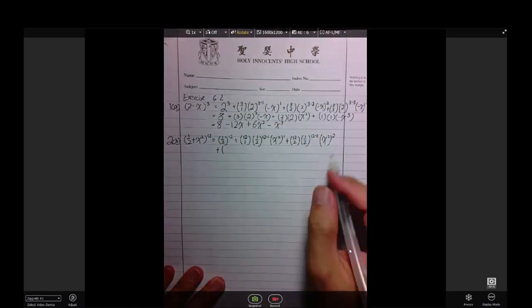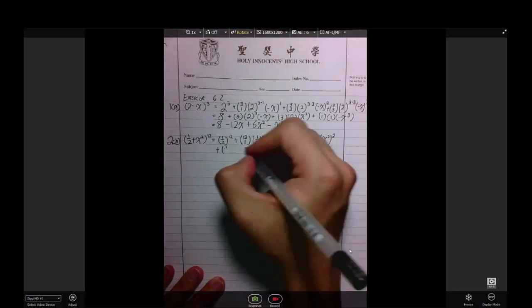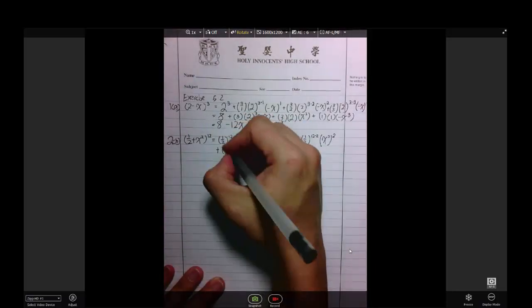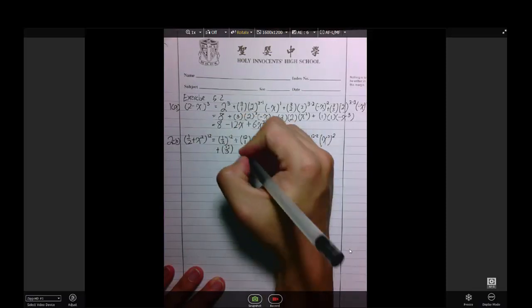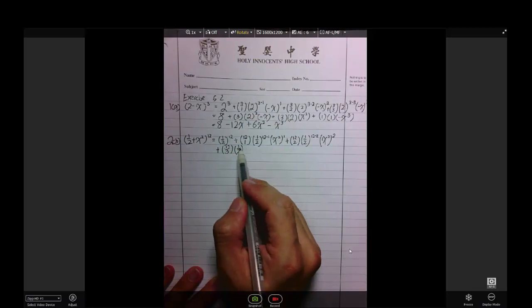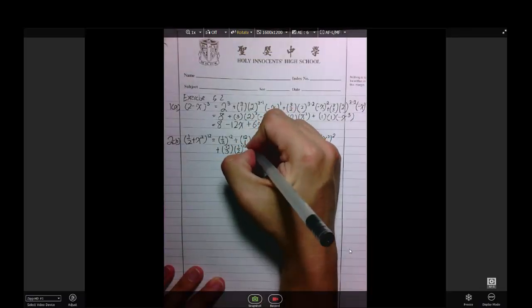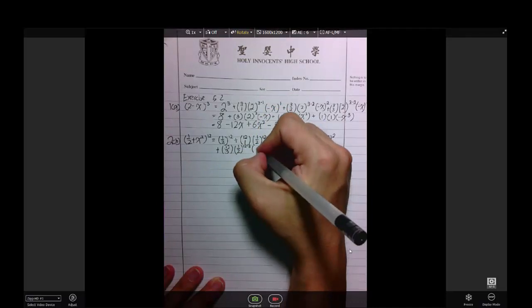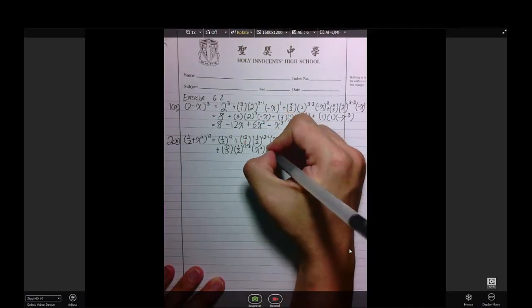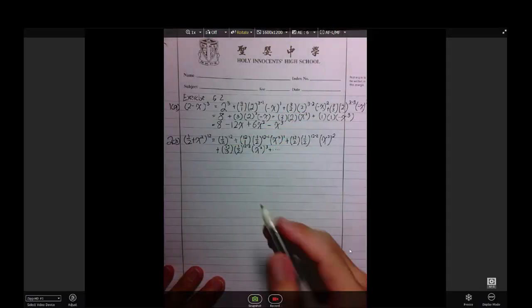Okay, not enough space down here, so I write the next one. The next term will be 12 choose... we have 12 choose 1, 12 choose 2. Next one will be 12 choose 3. Okay, half to the power of, now this power is decreasing, 12 minus 3. And next one we have x squared to the power of, you guessed it, 3. Then plus dot dot dot. We just leave it to say that it goes on.